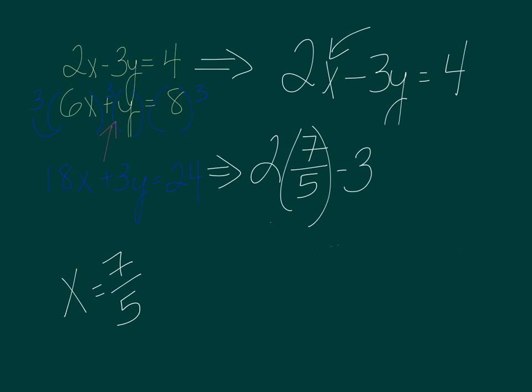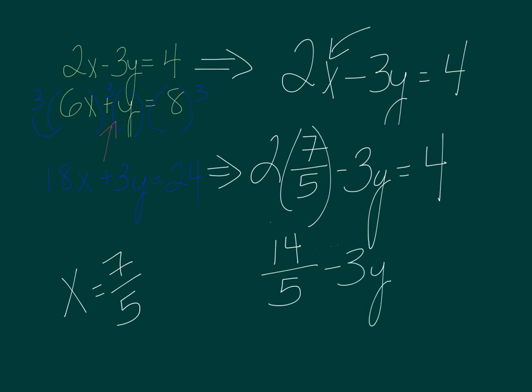Minus 3y. You know, sometimes I find that when you are too busy thinking of other things, you lose sight of the important stuff, which is doing the math right. So now I want to do 2 times 7/5, which is 14/5, right? 14/5 minus 3y equals 4.